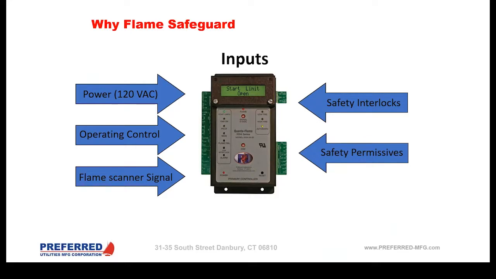Safety permissives have to be there also. This would be like watching the proof of closure on the fuel valves. If we don't have proof of closure, we will not start the burner start process. So that would be an example of a safety permissive. Also, looking to see if there's flame on that flame scanner when we're in off condition. That's another safety permissive that can be always there.